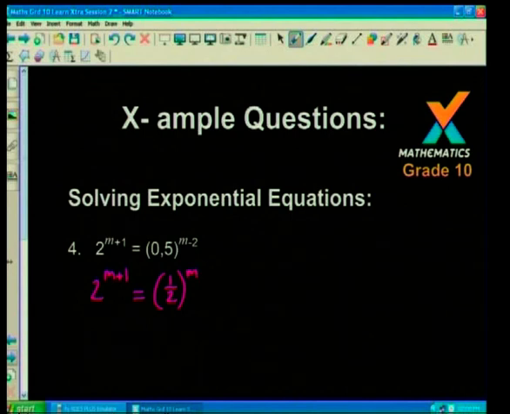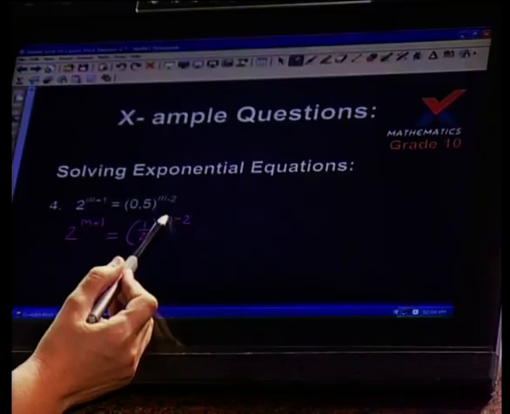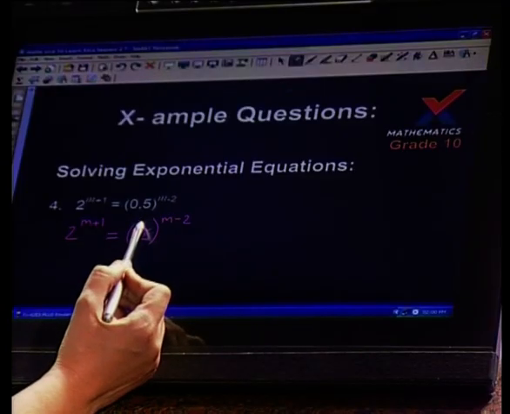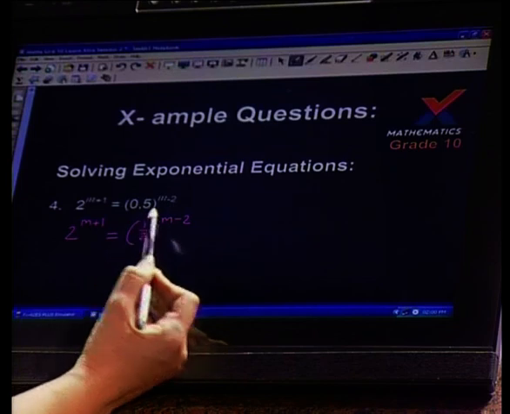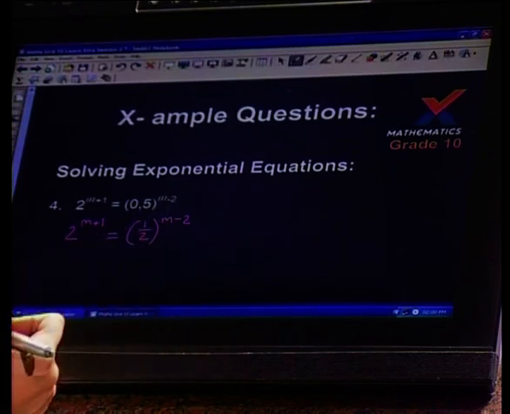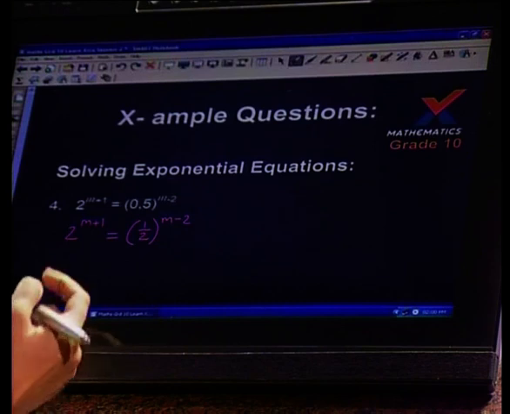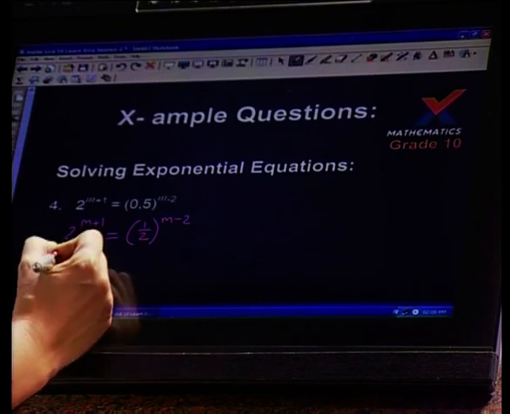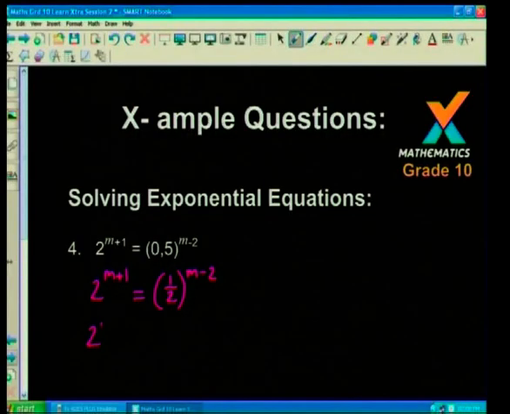And I'd still raise to the power of m minus 2. Now, it is possible for me to multiply those or raise the exponents on the inside of the bracket to those. But what I'm going to do is make it more simple for myself and bring the 2 to the numerator, where it becomes 2 to the negative 1. So I now have 2 to the power of m plus 1 is equals to 2 to the power of negative 1 raised to the power of m minus 2.